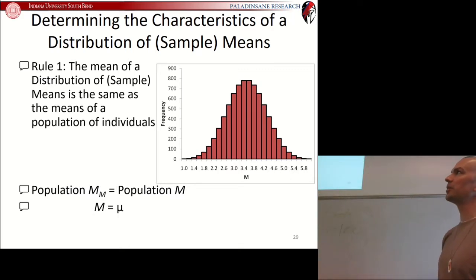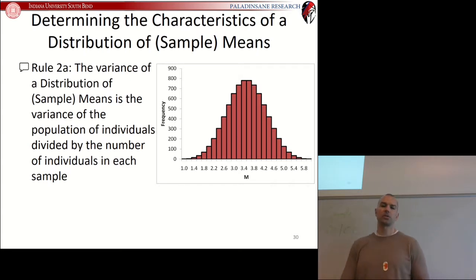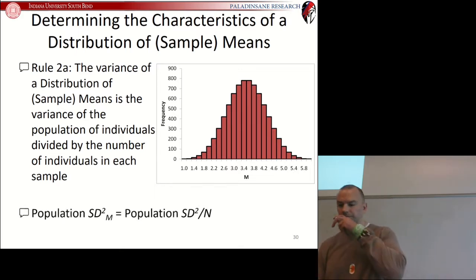Where it gets massively important is rule number 2. So we'll start off with 2A, which is about the variance. The variance of the distribution of sample means, how wide or how narrow that comparison distribution is, is the variance of the population divided by the number of individuals in the sample. So your variance for your distribution of sample means is the same as the variance of the population divided by the size of your sample.